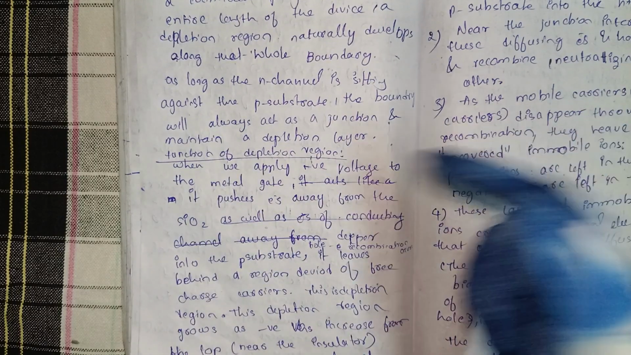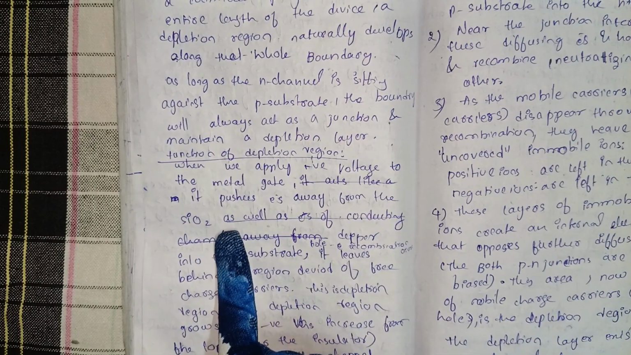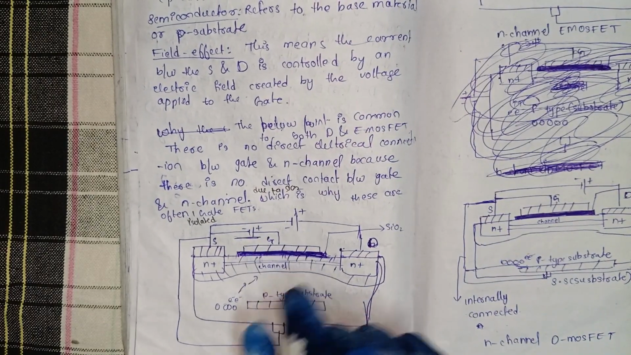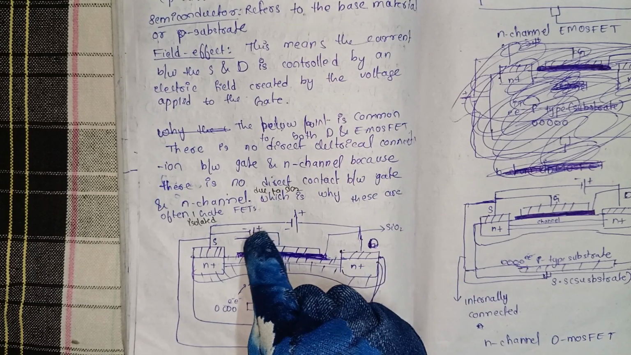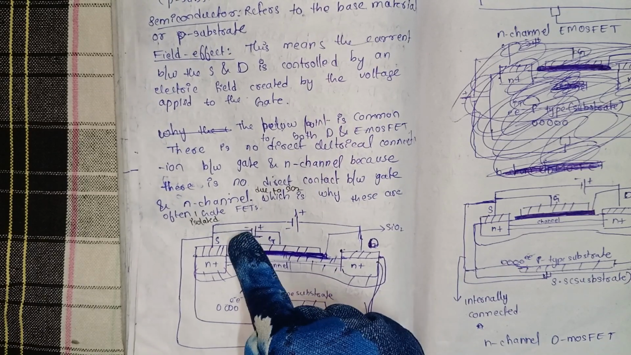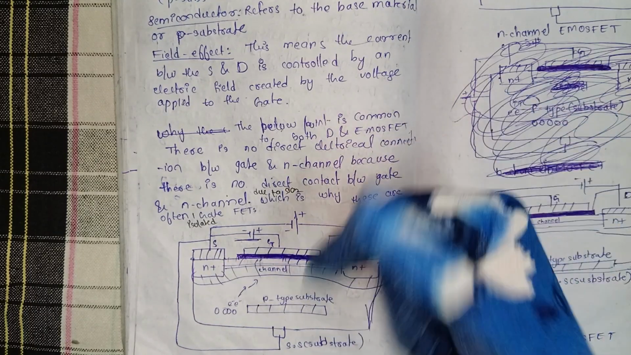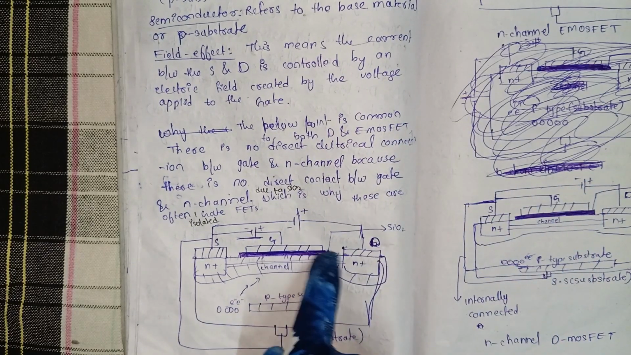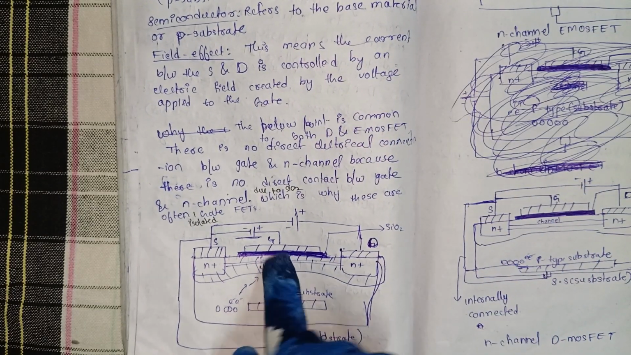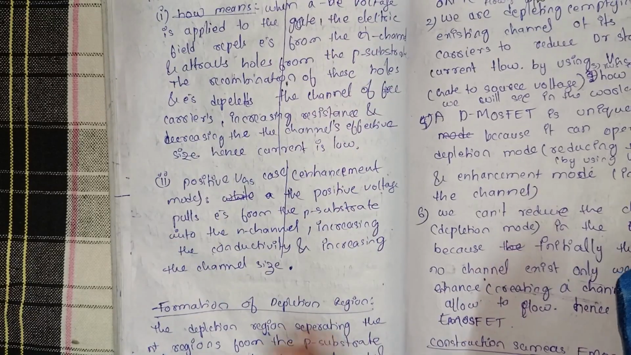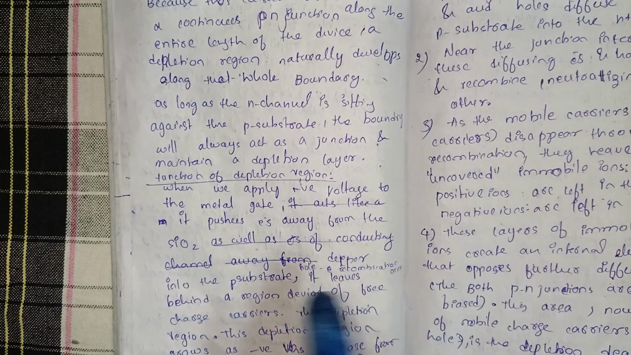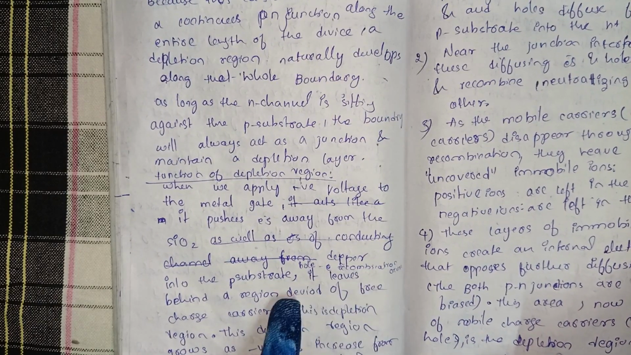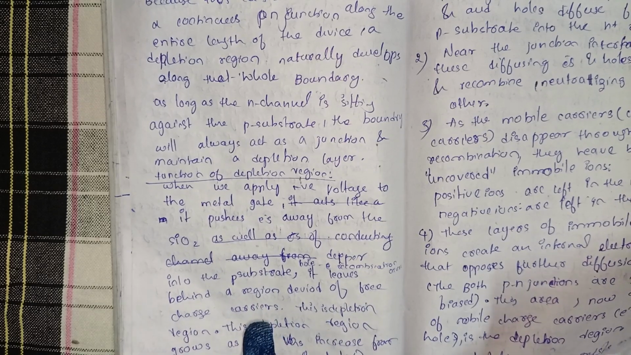So when we apply a negative voltage to the metal gate, it pushes electrons away from the silicon dioxide. So this diagram indicates the positive voltage. If we convert this, here we write the negative, here we write positive. Then if we apply a negative voltage to the gate, it repels the electrons from this silicon dioxide, which is indicated by the thick line, deeper into the substrate, and electron-hole recombination occurs. It leaves behind a region devoid of free charge carriers.